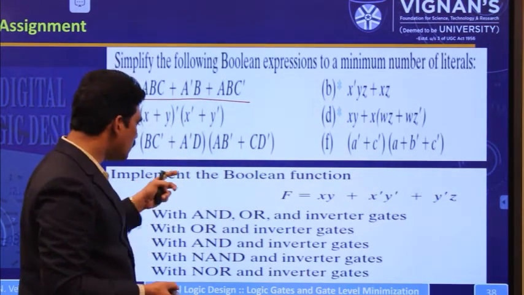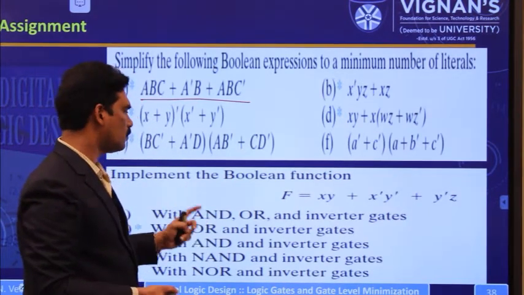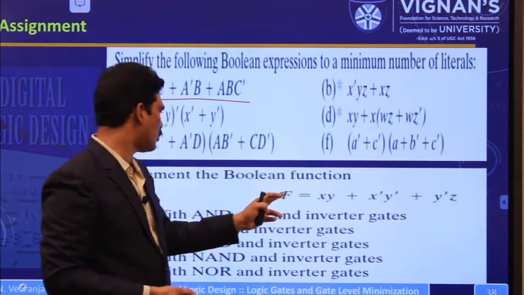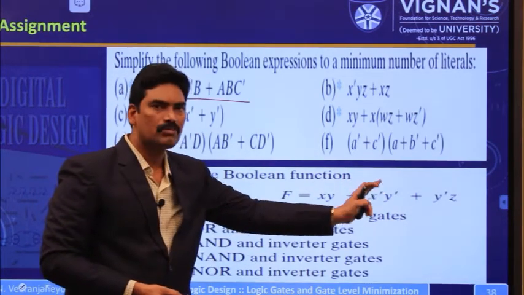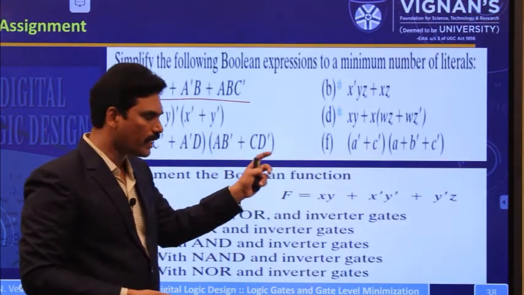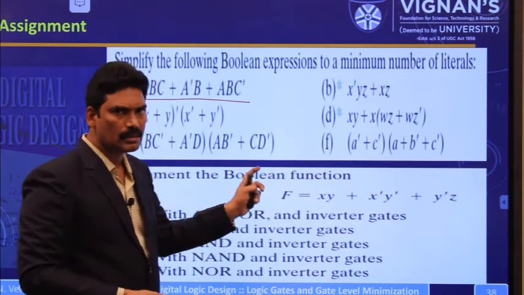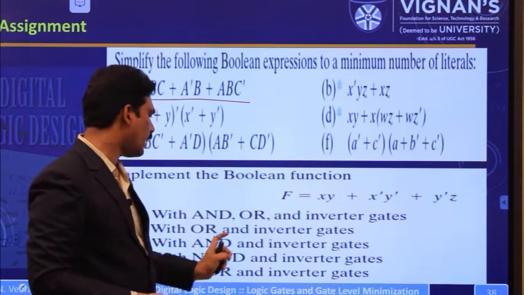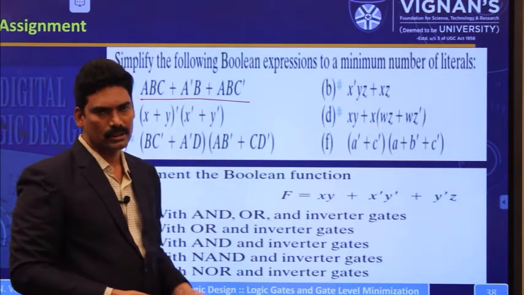Another one is implement the Boolean function. We have given one Boolean function: f is equal to xy plus x bar y bar plus y bar z. With AND, OR and inverter gates, you have to realize the logic diagram. Then by using only NAND and inverter gates, and next using NOR and inverter gates, you have to realize the logic diagram.